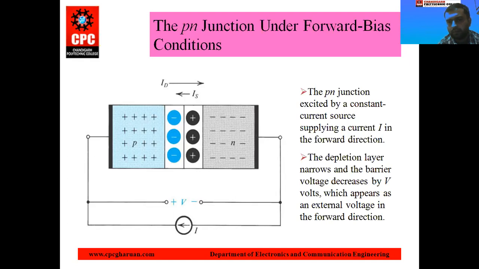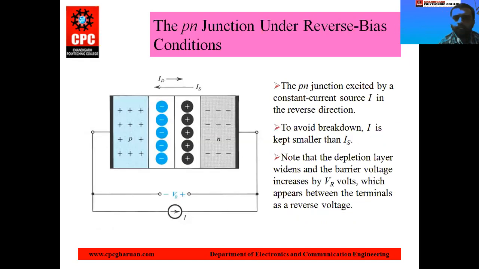Next is the PN junction diode in reverse bias condition. In reverse bias, the polarity is reversed. The P terminal of the diode is connected with the negative terminal of the battery, and the N-type semiconductor is connected with the positive terminal of the battery. Due to that, the holes, the majority carriers in P-type, are attracted by the negative terminal of the battery and apply force on the outer side.